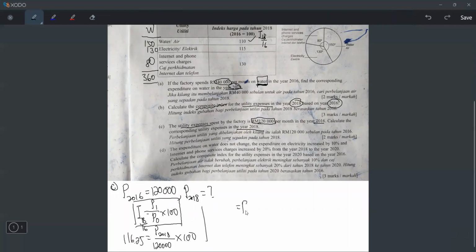You just press the calculator. 116.25 divide by 100, times 120,000. So what do you get? 139500. Write RM, because this is the price. So I write RM 139,500.00. Okay, let's continue with the last question.